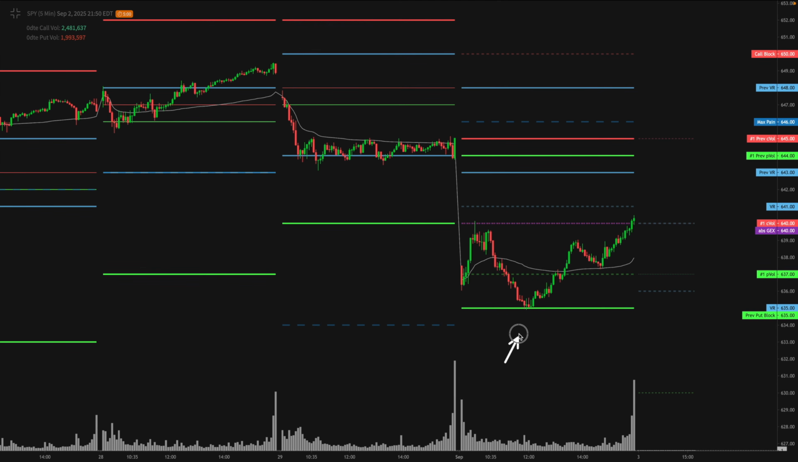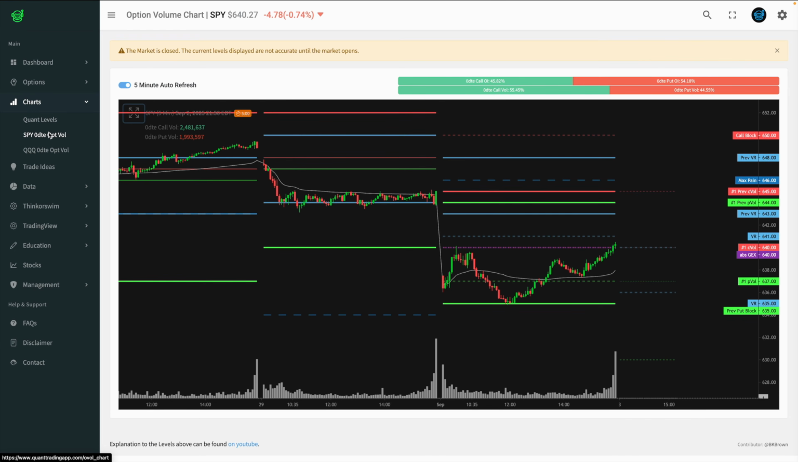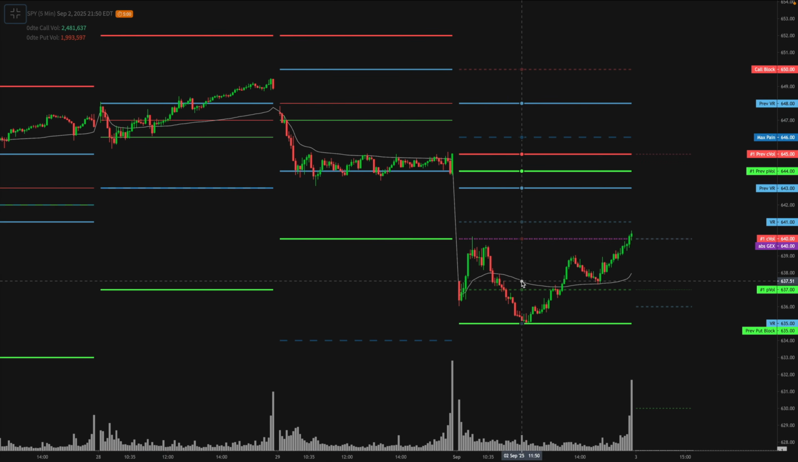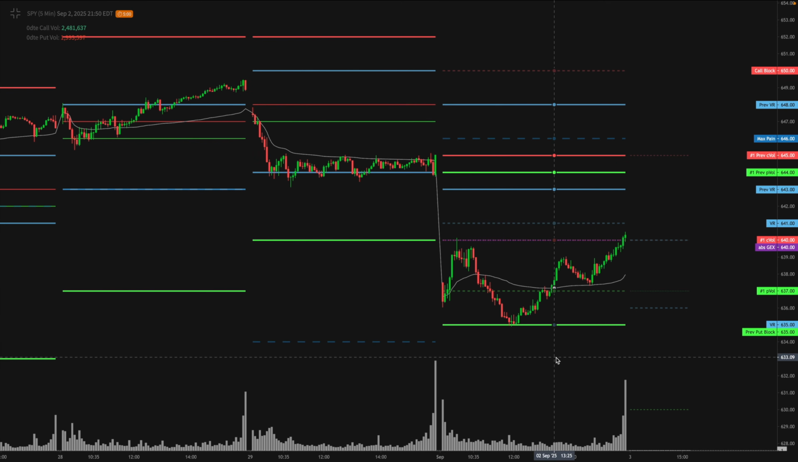An additional confluence we had in Quant Trading App for this key level of 635 was in the SPY 0DTE option volume chart. This chart will auto refresh every 5 minutes and recalculate certain levels from the SPY's options chain and actually plot the levels on your chart. We use it as an additional confluence. So in other words, we started the video by already addressing the fact that 635 was a key level.